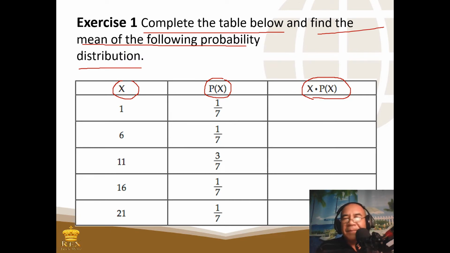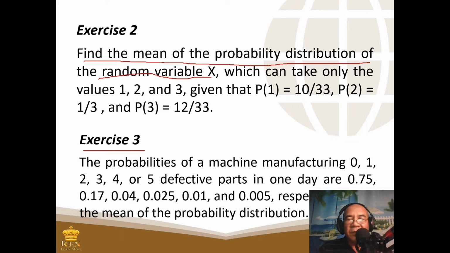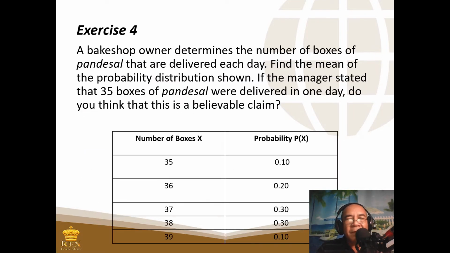Let's have exercise number 2. We're going to find the mean of the probability distribution of the random variable x, which can take only the values 1, 2, and 3, given that P of 1 is 10 over 33, P of 2 is 1 over 3, and P of 3 is 12 over 33. We also have exercise number 3, and exercise number 4.